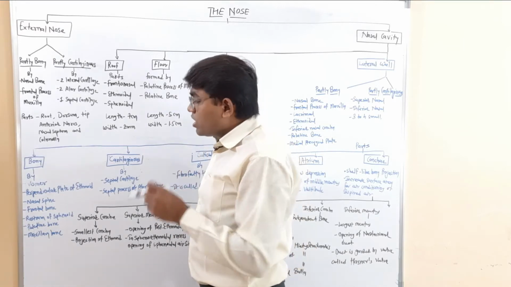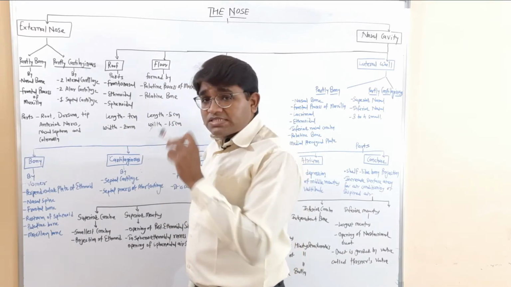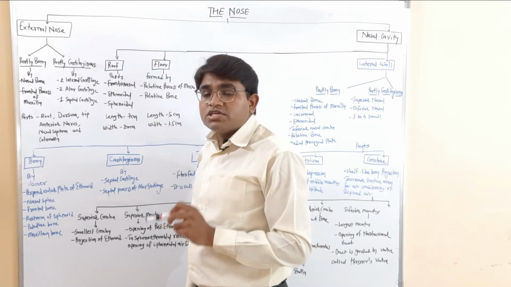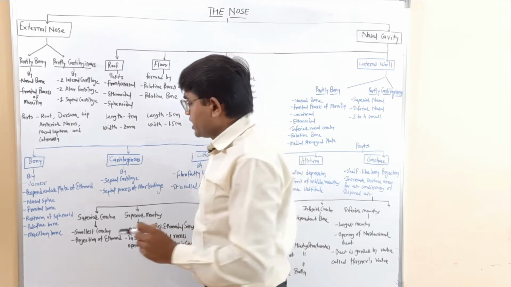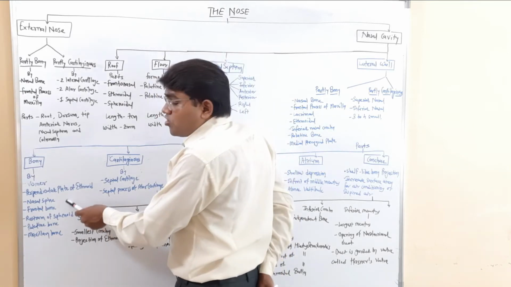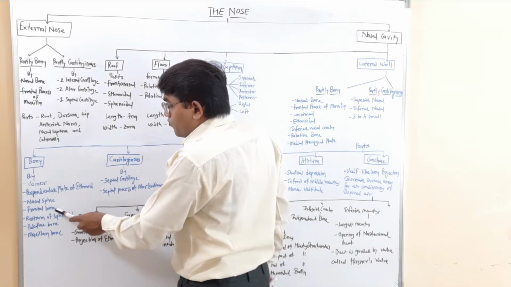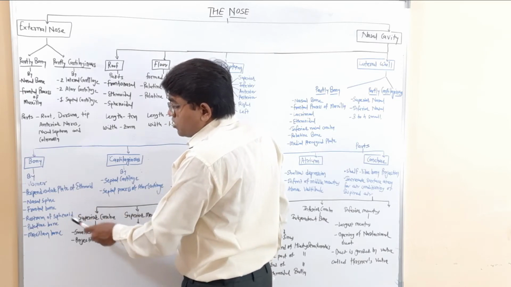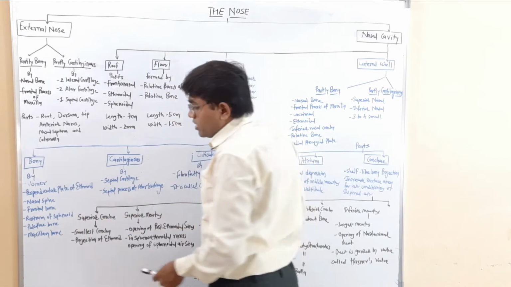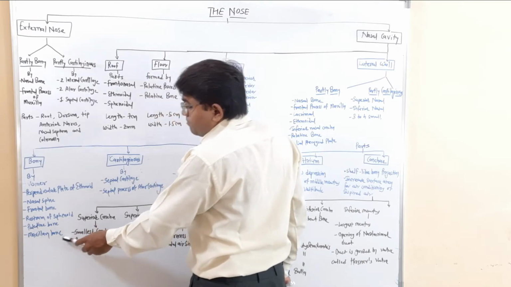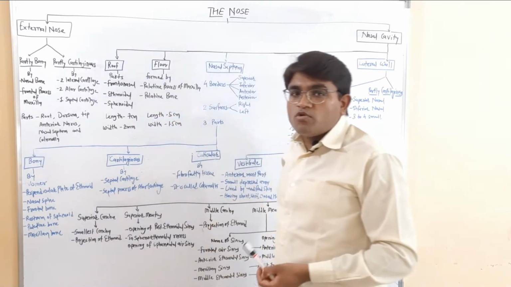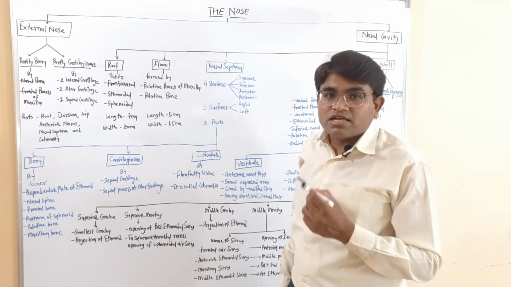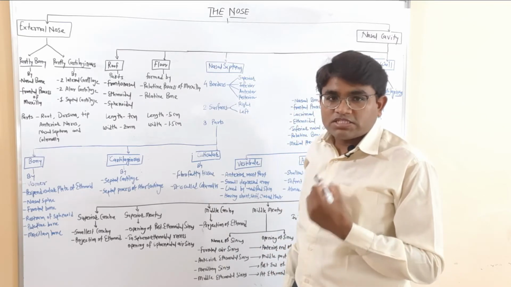But the bones present around also participate in the formation of these bony structures. They are the nasal spine of the nasal bone, then the frontal bone, the frontal spine of the frontal bone, then the dorsum of the sphenoid bone, then the palatine bone and the maxilla bone. All these bones also participate in the formation of the bony part of the nasal septum.